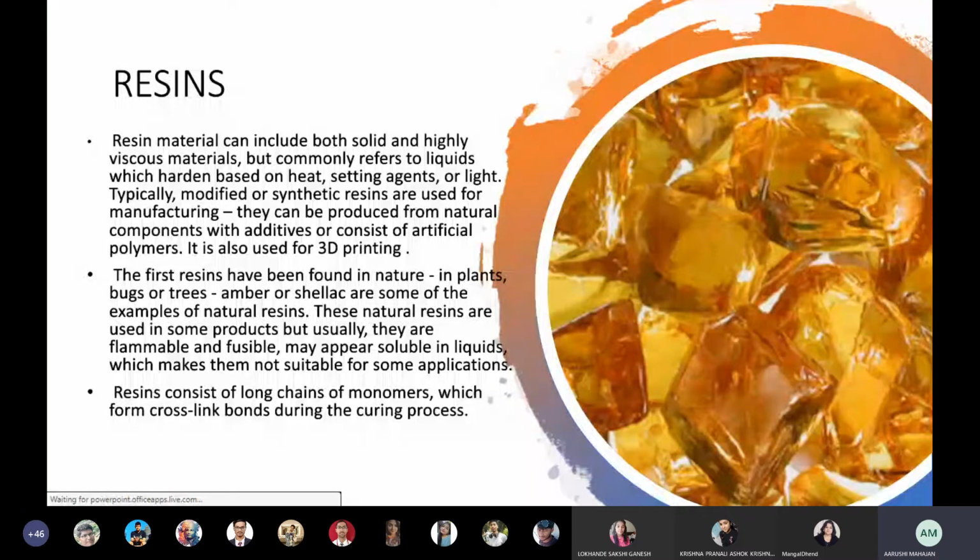They may appear soluble in liquids, which makes them not suitable for some applications. And again, the curing process that I told you about.